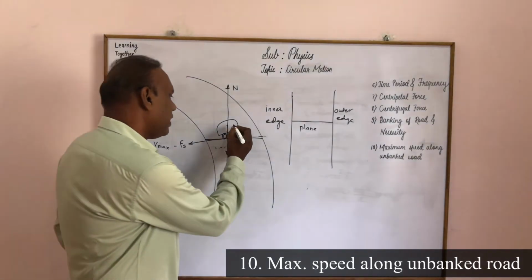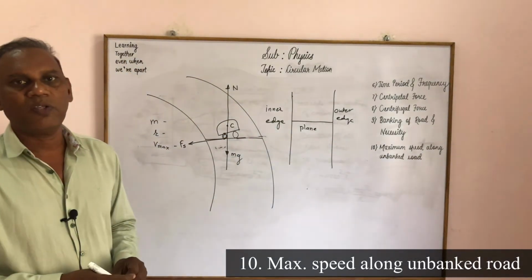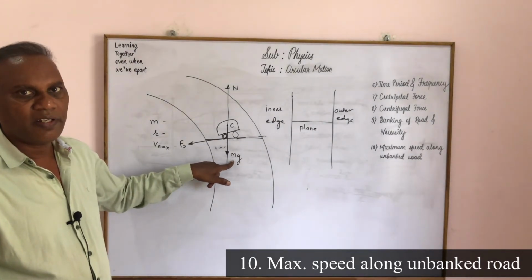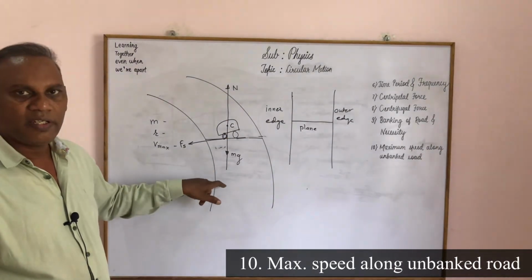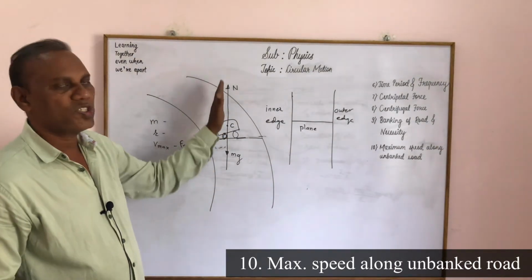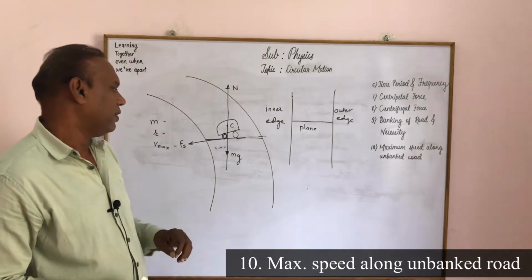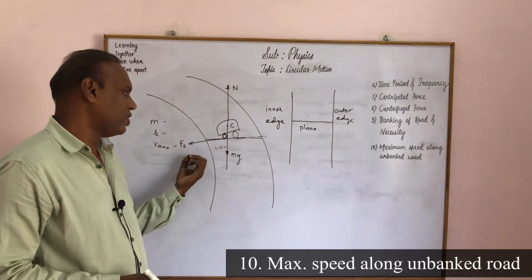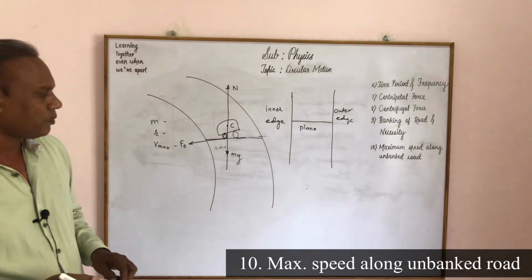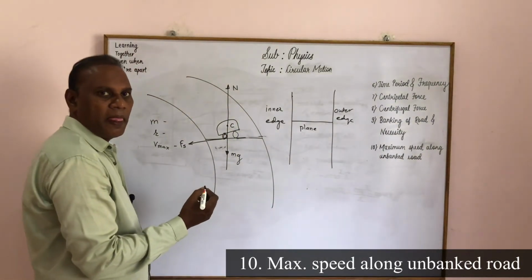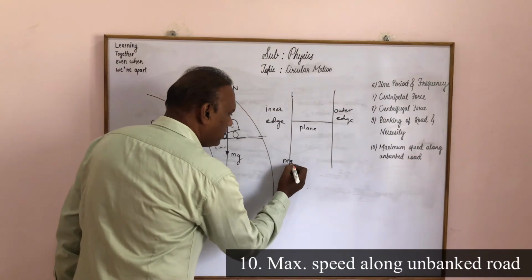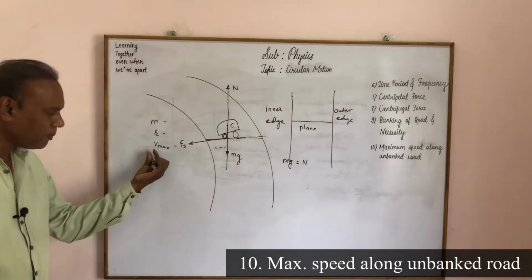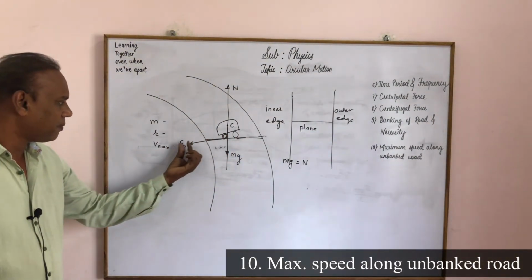At the center of gravity, the forces acting on the vehicle, or you can say car, are: the first one is the weight of the vehicle, that is mg, acting vertically downward, the normal reaction along upward, and the third force is the frictional force or force of friction. This is along the road. This weight balances the normal reaction, so we can write mg equals N, and this friction force is toward the center of the circle.